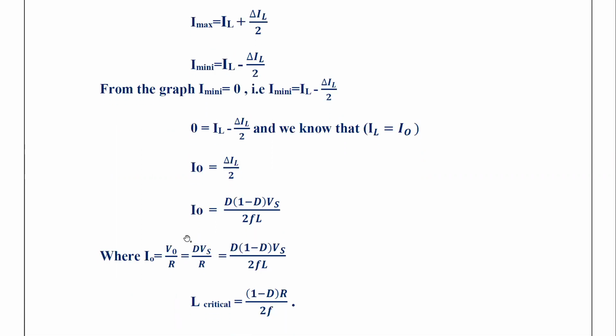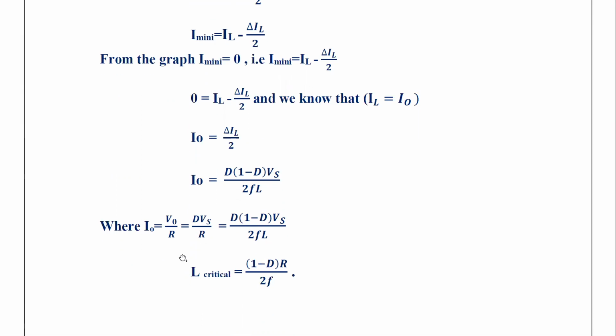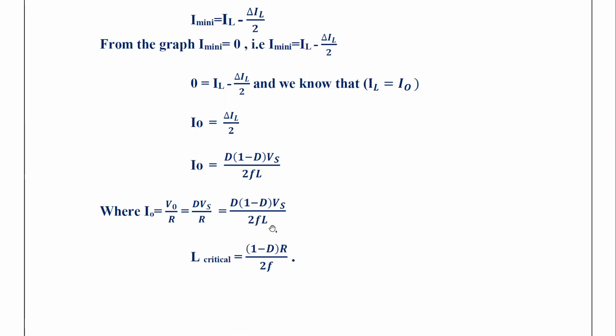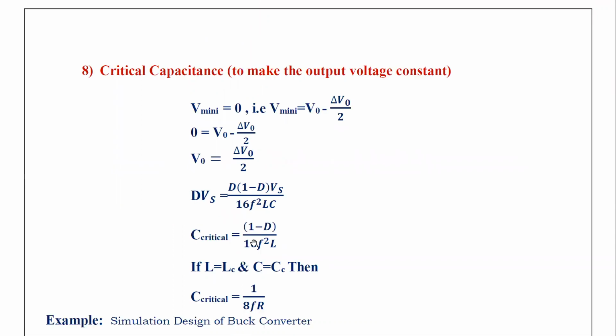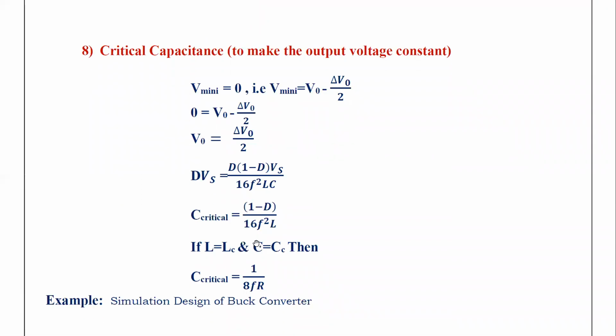And here I naught is equal to V naught by R, which is equal to D into Vs by R, which is equal to D into 1 minus D into Vs by 2FL. From this equation, you can calculate the critical value of the inductor. L critical is equal to 1 minus D into R divided by 2F. So this is the value for calculating the inductor value.